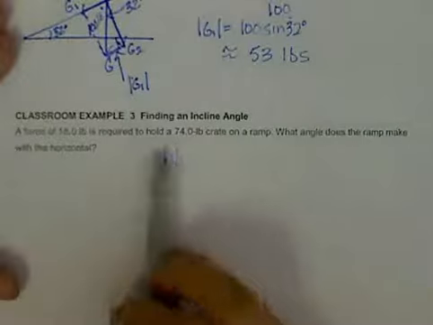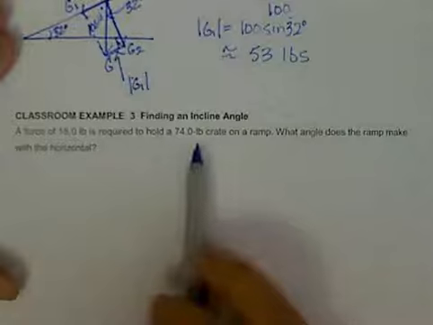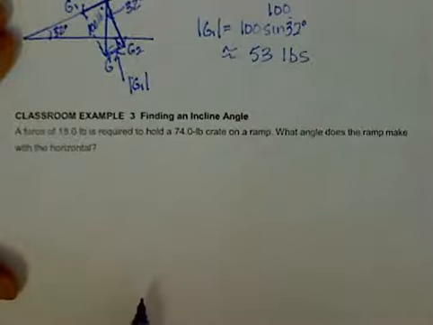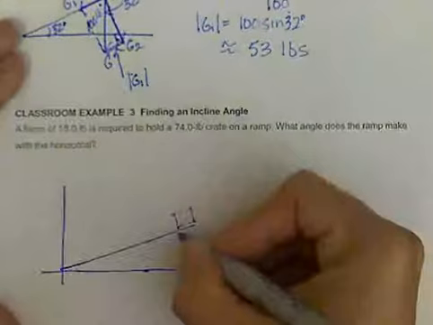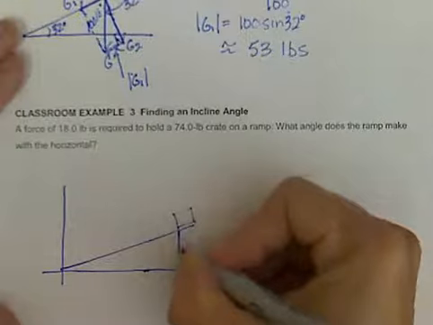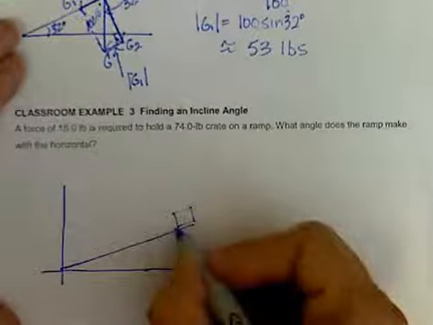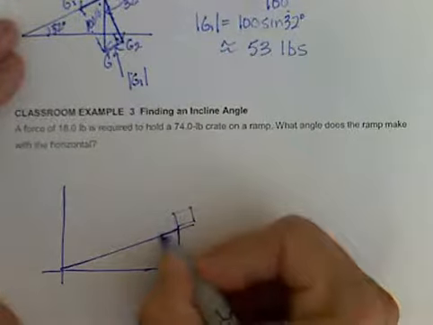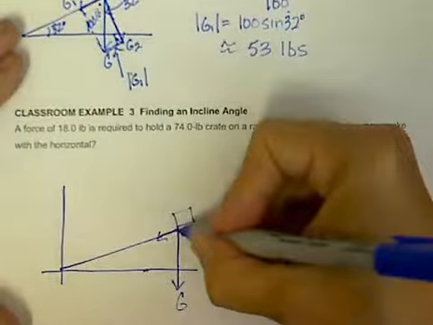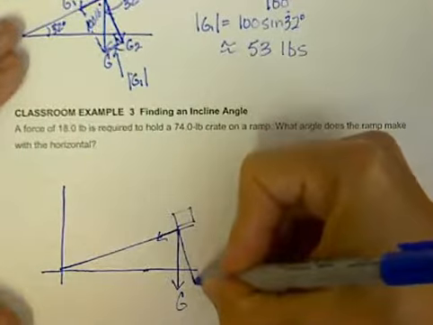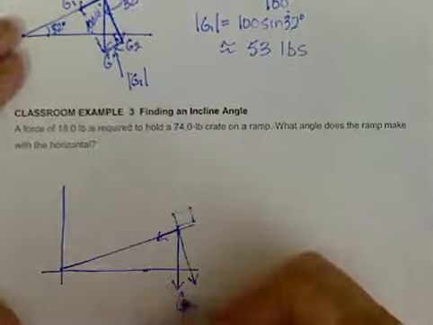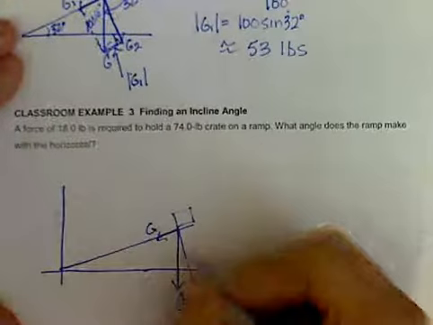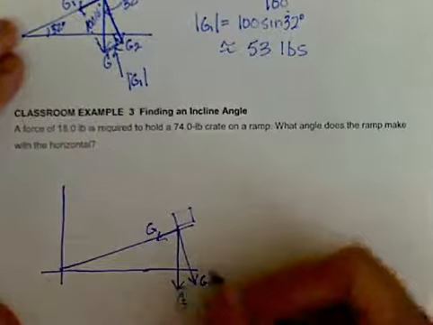Here's another similar problem. This time we know the force that's required to hold the crate on the ramp, but we want to know what the angle is that the ramp makes with the horizontal. We've got the force of gravity, which is going to act straight downwards. And then we have our two components. One is acting down the ramp, and the other one is acting perpendicular to the ramp. The gravity is actually the resultant of those two. I'm calling these G1 and G2 just like I did for the last one.